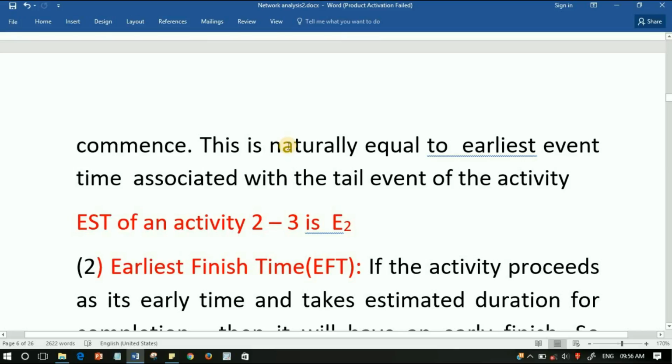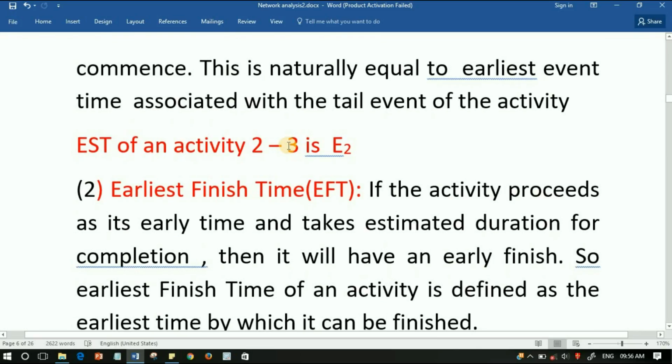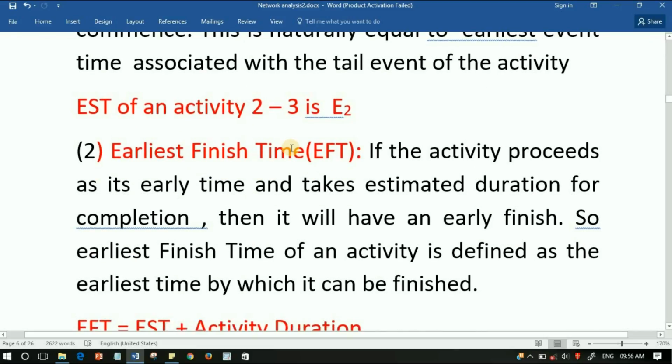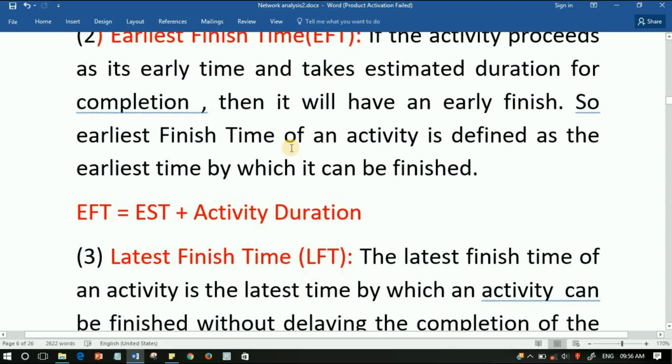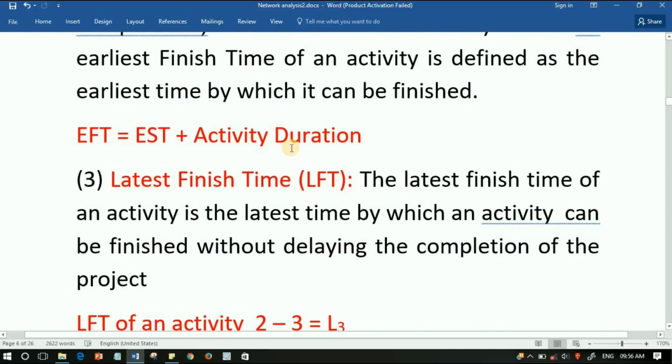Second, we discuss the earliest finish time or EFT. If the activity proceeds at its early time and takes its estimated duration for completion, then it will have an early finish. So the earliest finish time of an activity is defined as the earliest time by which it can be finished. It can be calculated easily: EFT is equal to EST plus activity duration.